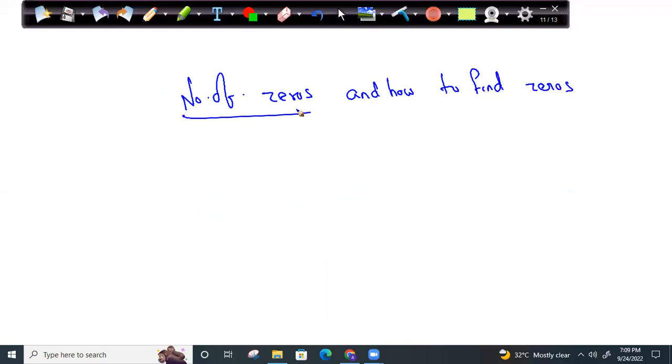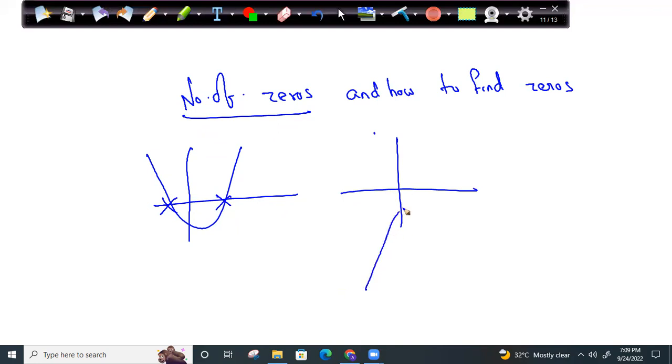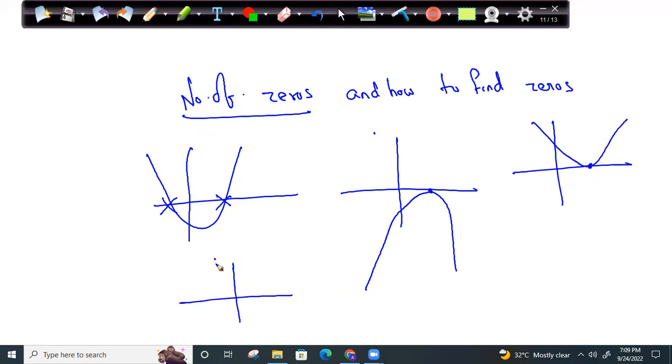Next concept is number of zeros, and how to find zeros. So if I take any quadratic function, generally 3 scenarios come up. First, 2 zeros. Second, 1 zero, up or down, anything you take. Or no zeros.